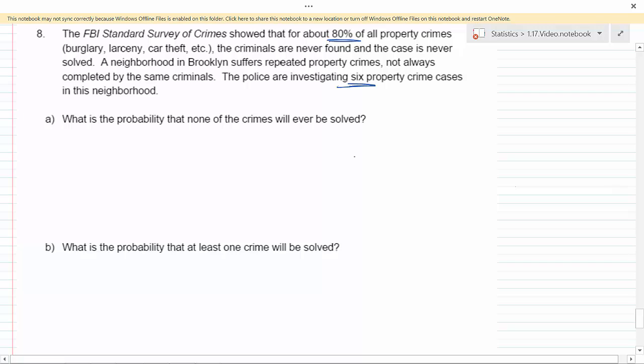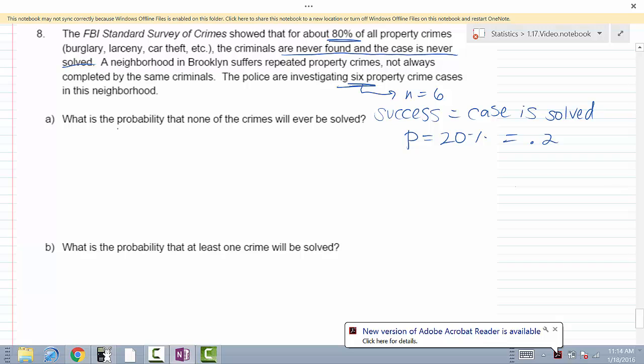So first, let's ask ourselves, is this binomial? We could say that there are a fixed number of trials because the police are investigating 6 crimes. We can say the trials are independent of one another. The probability of success. Let's define success as the case is solved. So we're given the probability that the case is not solved. So the probability a case is not solved is 80%, which means our probability of success, the probability that it is solved, is 20%, or 0.2.